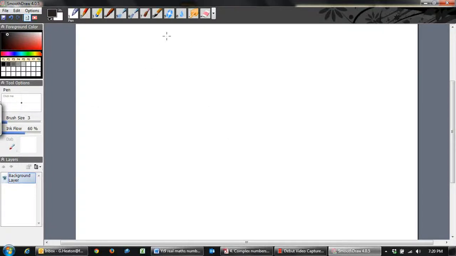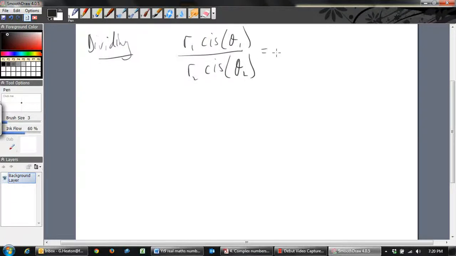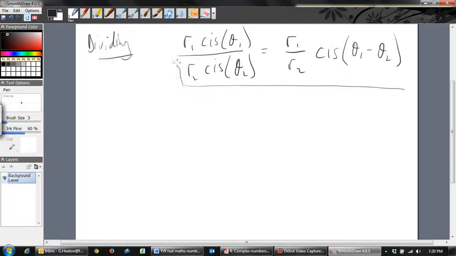Let's have a look at dividing. It's very similar when you're dividing complex numbers in polar form. If we've got r1 cis theta 1 over r2 cis theta 2, you divide your moduli, r1 over r2, and what do you expect to happen? Yes, instead of adding, you subtract: theta 1 minus theta 2. So there is your formula for dividing. Again, let's have a look at an example.